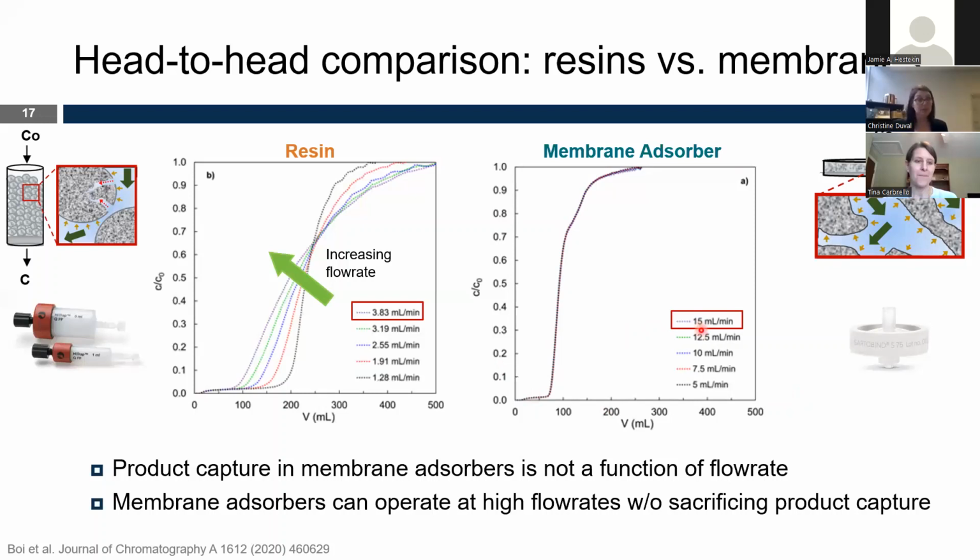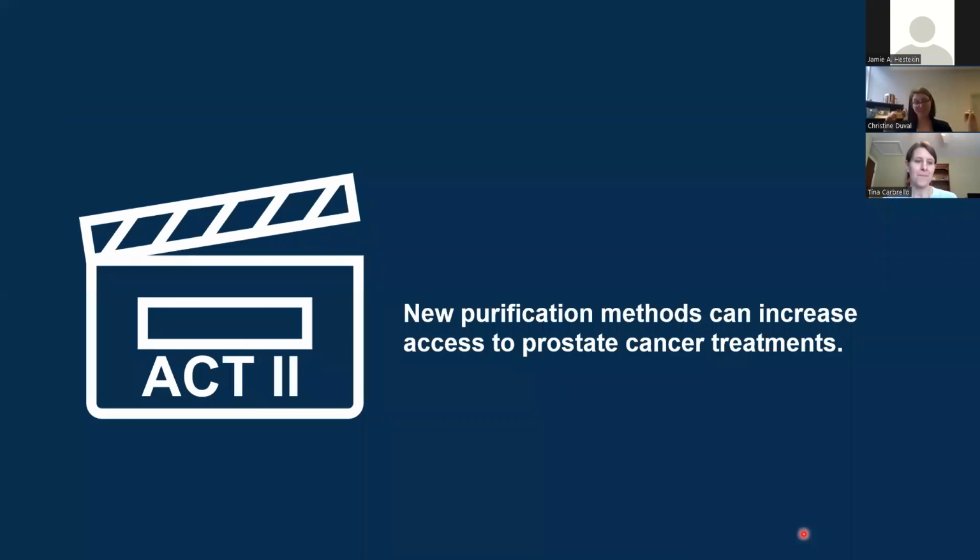in that breakthrough curve. And that's because the mode of transport that dominates in these membrane adsorbers is convection, whereas our resins are limited by diffusion. So this is the backstory to our tagline, which is product capture in membrane adsorbers is not a function of flow rate. And that means practically that these membrane adsorbers can operate at higher flow rates without sacrificing product capture. So that makes them really attractive for doing faster separations. Okay, so I'm going to leave that thought in your mind.